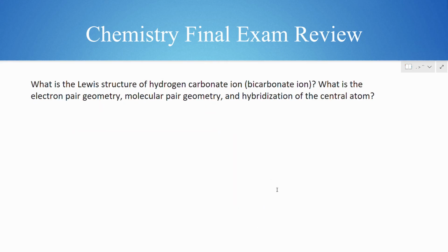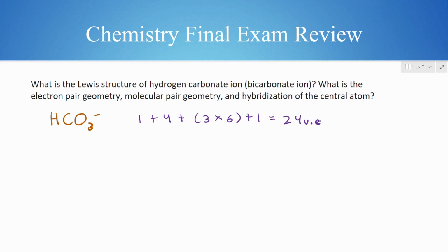What is the Lewis structure of hydrogen carbonate, or the bicarbonate ion? What is the electron pair geometry, molecular geometry, and hybridization of the central atom? The hydrogen carbonate ion has chemical formula HCO3 negative. We need to write its Lewis structure first before we can determine geometries. It has valence electrons of 1 from hydrogen, plus 4 from carbon, plus 3 times 6 from oxygen, plus 1 from the negative 1 charge. This is 24 valence electrons.